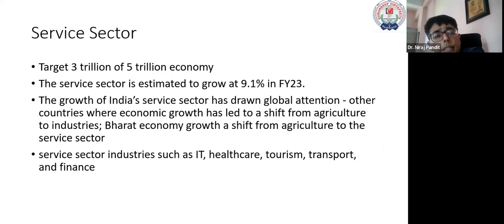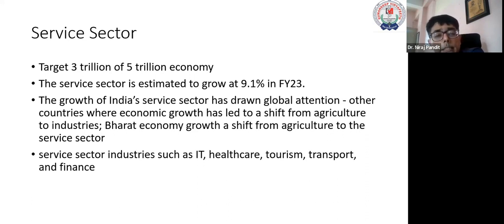Now we will have to understand the service sector. See, the target for the service sector is 3 trillion of the 5 trillion economy. This service sector is estimated to grow 9.1% in FY23. So this is very important. India's biggest dividend is its population, so we can provide service anywhere in the world. That's why the service sector is a core focus for the Indian government also.